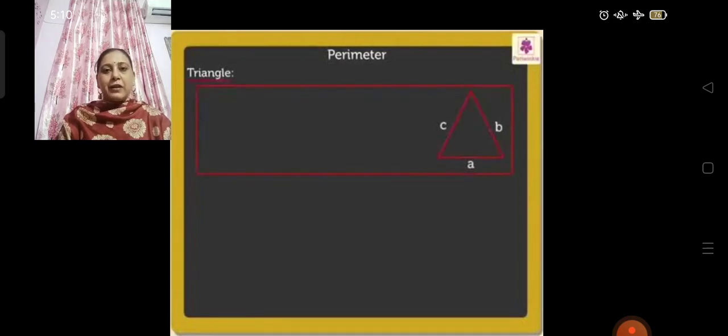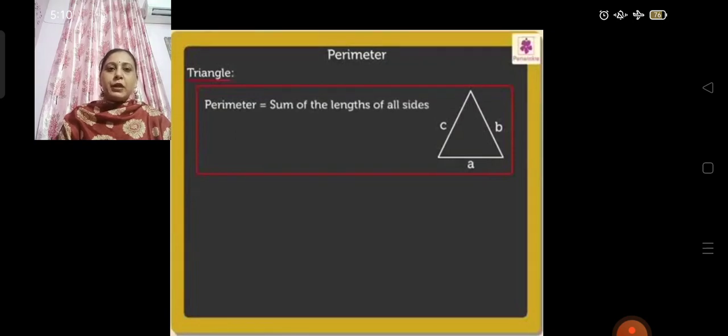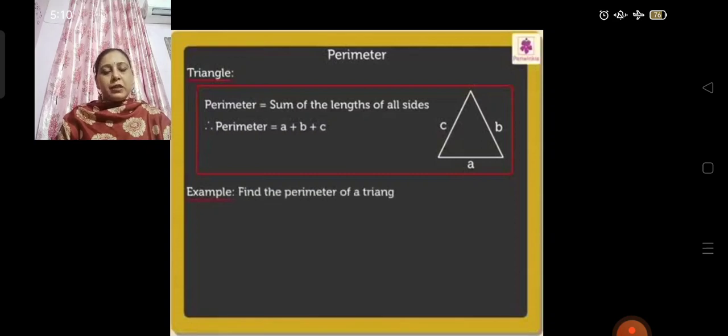As we know, a triangle is a closed figure bounded by three sides. Let us take one side as A, another as B and the third one as C. Now to find the perimeter of it, we will write the formula as sum of length of all the sides. Here all the three sides are A, B and C, so I will write A plus B plus C. Now to understand this, let us take one example of it.